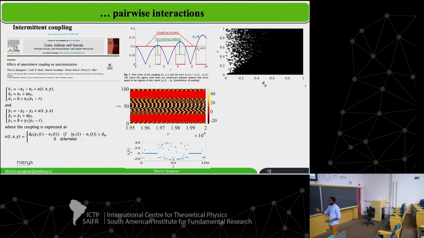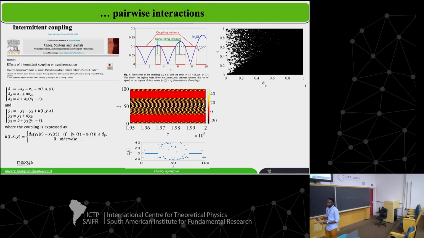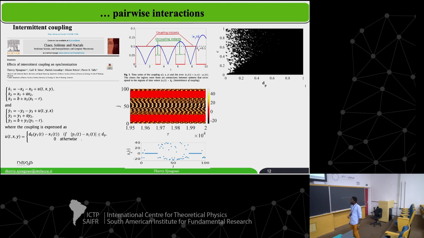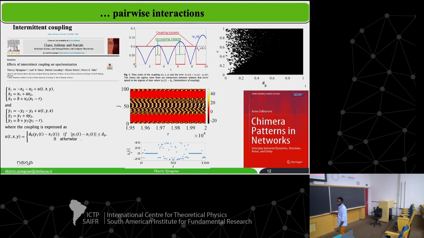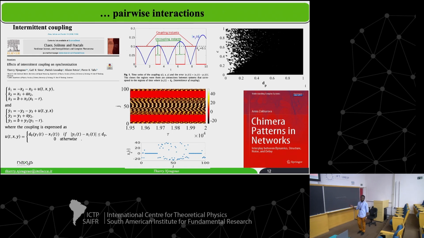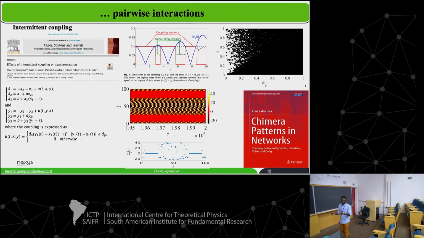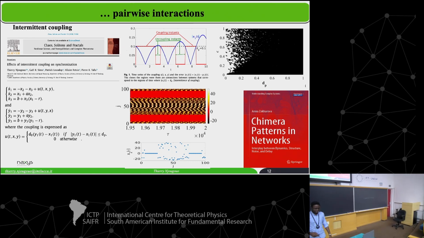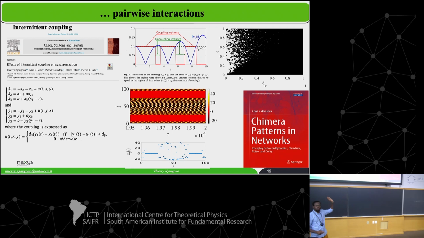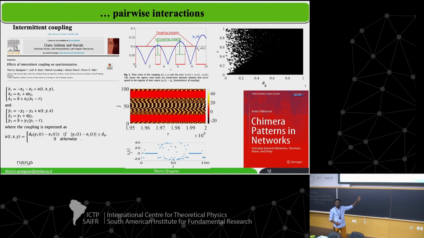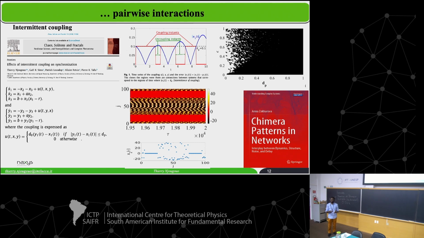And then it proves that we could obtain chimera state not only with non-local coupling, but also with another type of topology or coupling. And for those who are interested in this field, we can check this book by Anna Zakharova. It's a very nice book in the field of chimera state. So in this first part, we use pairwise interaction and show that, with pairwise interaction, we can obtain chimera state.